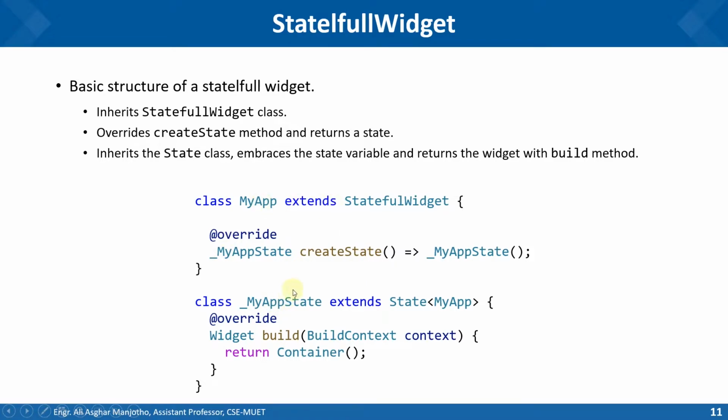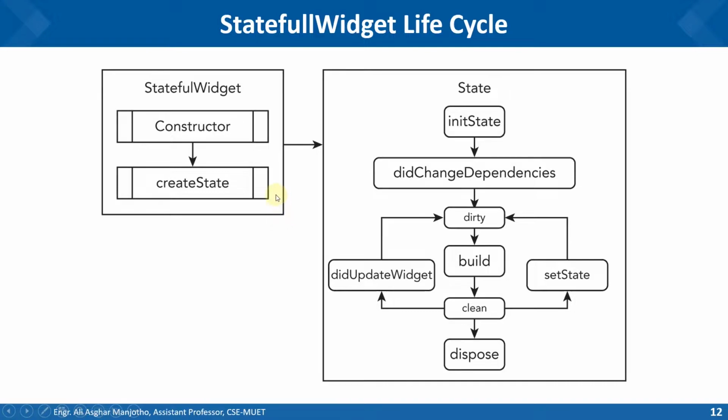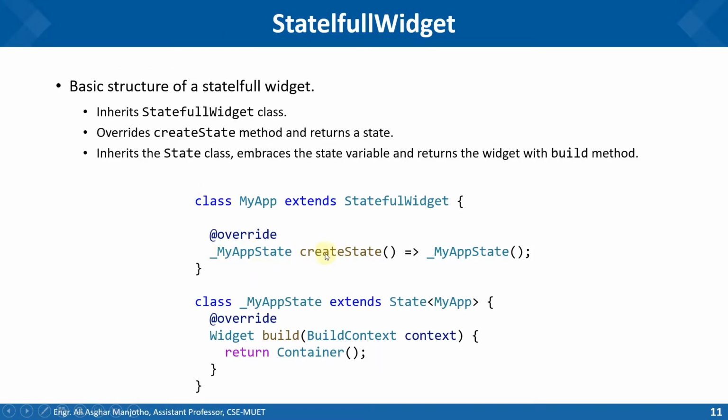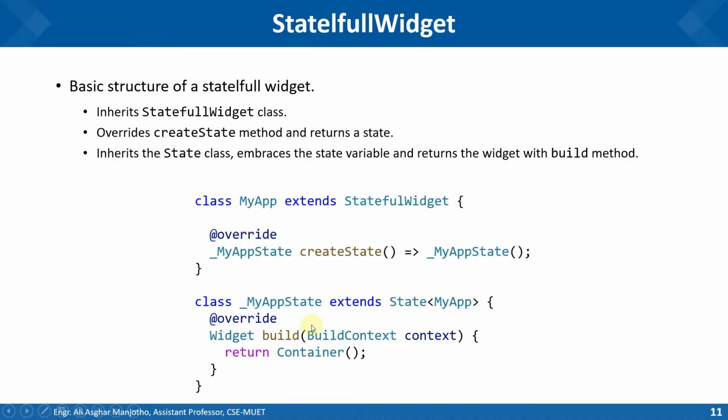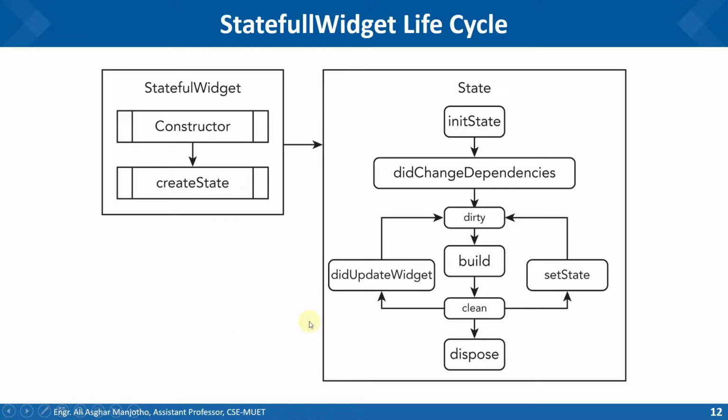So in this case, we have to maintain two different classes in order to create a stateful widget. Whenever a stateful widget object is created, first of all the constructor of this widget is called, and right after that the createState method defined here will be called. Once that is called, there will be a complete life cycle of that widget maintaining the state, and it will call the build method multiple times so that the changed contents will be visible.